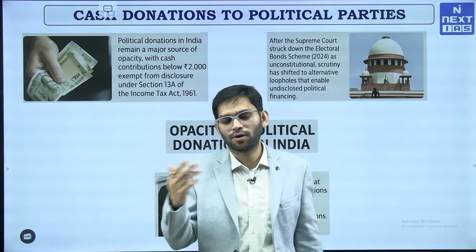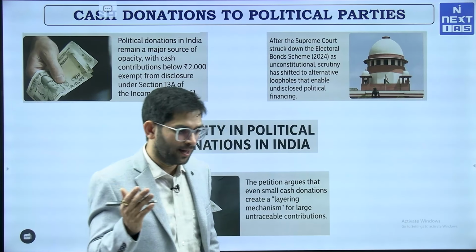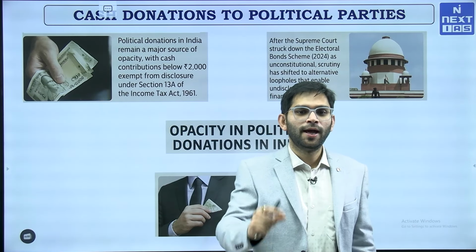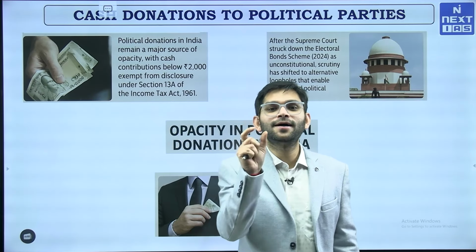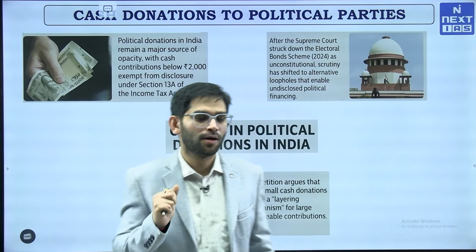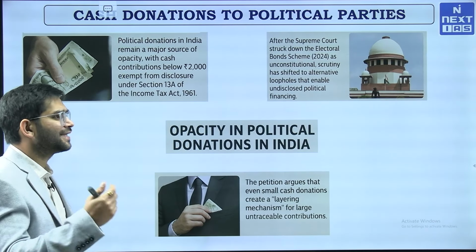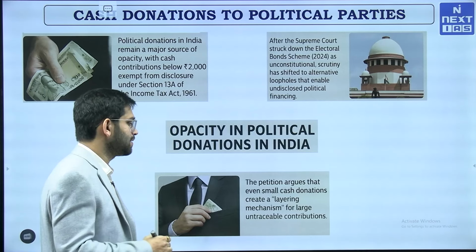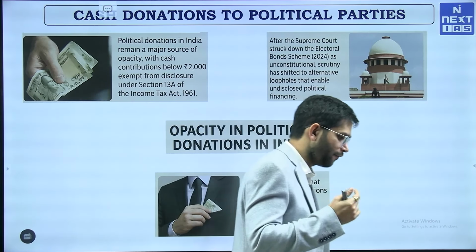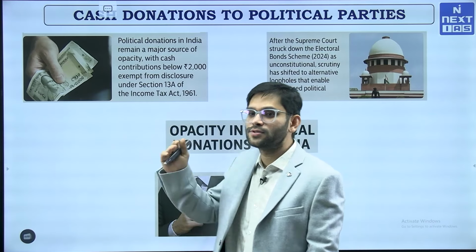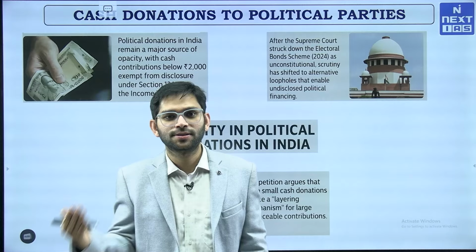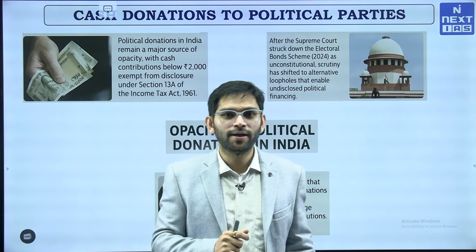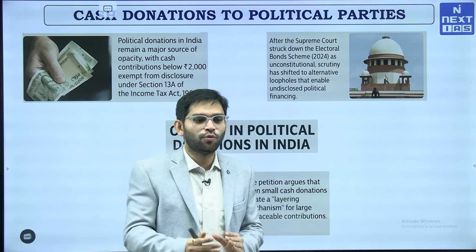Based on that, the Supreme Court struck down the famous electoral bond scheme, and it mandated the SBI to openly show all the donors and how much they have contributed, upholding the principle of transparency in the elections of India. Now, what exactly is the petition going on right now? The petition argues that even small cash donations create a layering mechanism for large untraceable donations. Before, the limit was 20,000; it was reduced to 2,000, and now every political party is getting more funds with less than 2000 rupees. It is again a new problem taken into a different aspect.